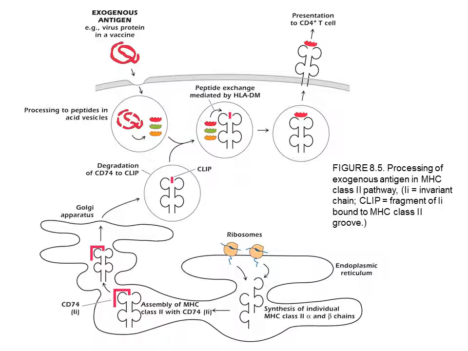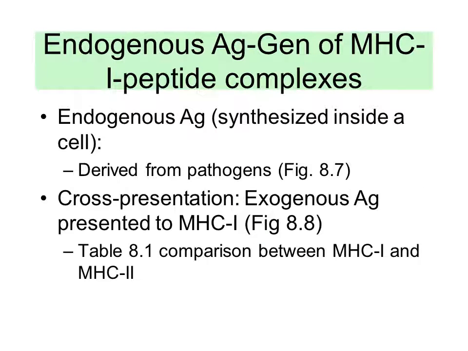This happened with CD4. But the other thing I added over here, this happens when the antigen is exogenous, like a virus protein in a vaccine. That's a typical example that I gave to you. Now, you just kind of put that frame, the same sequence of events, for class 1. So we presented class 2, we're going to go for class 1.